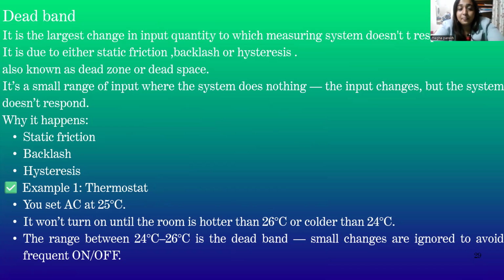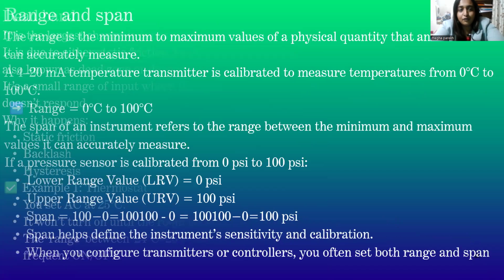Example, we can have an example of a thermostat. You set the AC on 25 degrees Celsius. It won't turn on until the room is hotter than 26 or cooler than 24 degrees Celsius. The range between 24 to 26 is the simple way we can change. It's a dead zone because small changes are ignored to avoid frequent on-off.